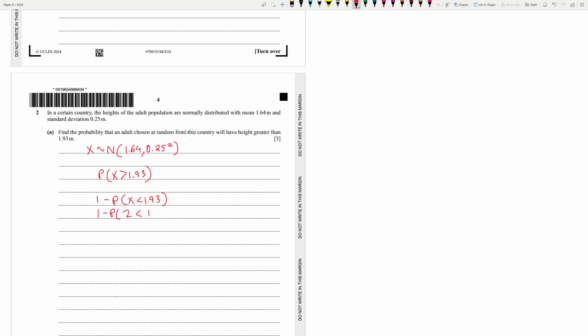So now to standardize, how? The value minus the mean divided by the standard deviation, which is 0.25, yeah? So 1.93 minus 1.64 divided by 0.25 gives us 1.16, okay? 1 minus P(z is less than 1.16). Okay. Now we move on to the table.